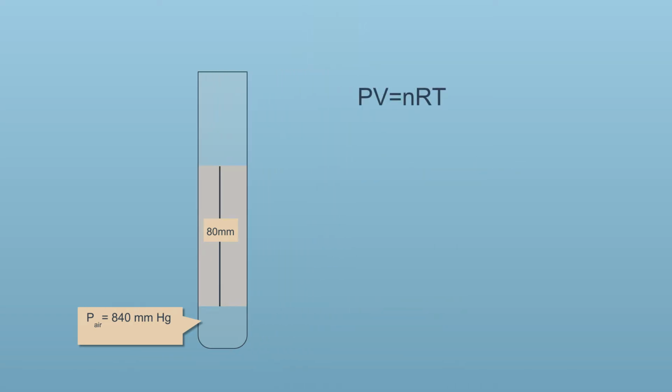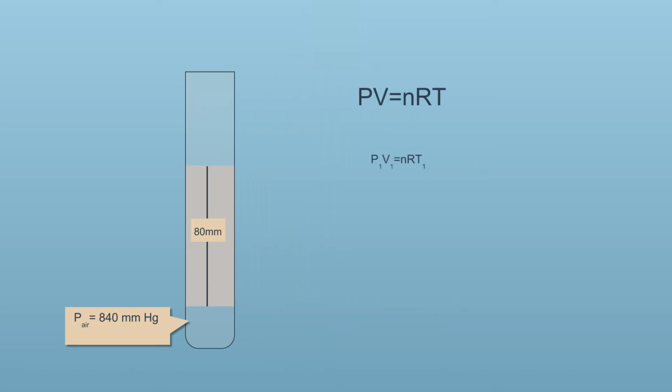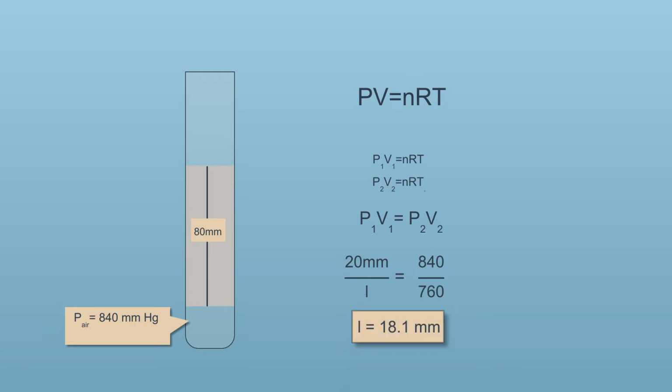Now is the time to apply ideal gas equation. Initially, this was the state equation and this was the final state equation. We can assume there was no temperature change of the gas. Hence, P1 into V1 is equal to P2 into V2. Here, V1 by V2 comes to be this. This should also be the ratio of lengths of the initial and final air column. Hence, 840 by 760 is equal to 20 mm by L. From this, L comes out to be 18.1 mm. This is the answer of the first part.